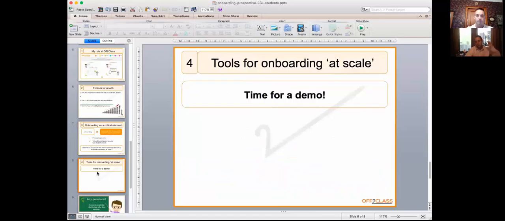So we've got some pretty cool tools on Off to Class that teachers are using to do exactly this, to create individual learning plans for their prospective students and sell themselves as the right personal approach for the students. So I'm just going to stop sharing my screen for a second here, and I'm going to move over and start up the demo.